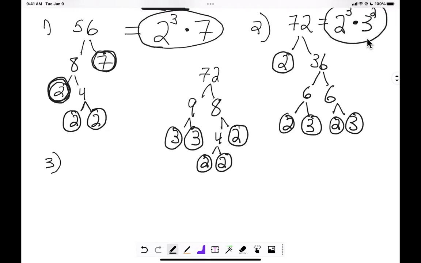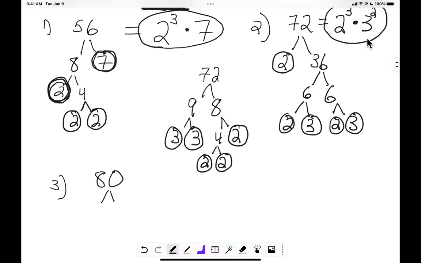And by the way, I should have mentioned that your circled prime answers should be written in numerical order, smallest number to biggest number. That's why I put 2 to the third times 7 the way I wrote it. 2 is smaller than 7, so 2 to the third goes first. And the same thing with 2 and 3: 2 is smaller than 3, so 2 to the third times 3 squared. I don't think the program that you use is going to mark anything wrong if you do it the opposite way, but a common practice in math is to put them into numerical order. So let's try 80.